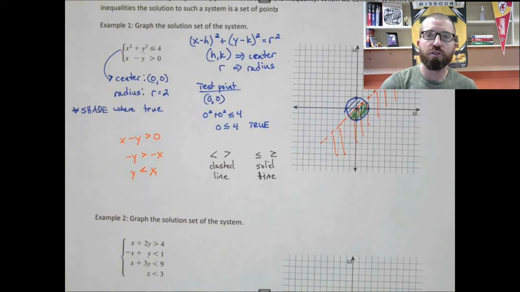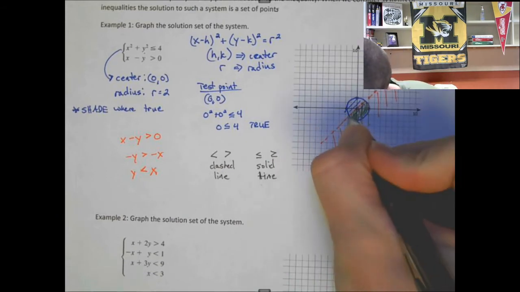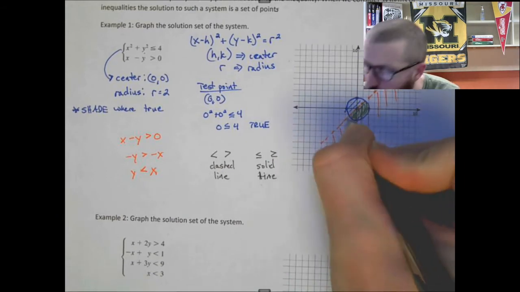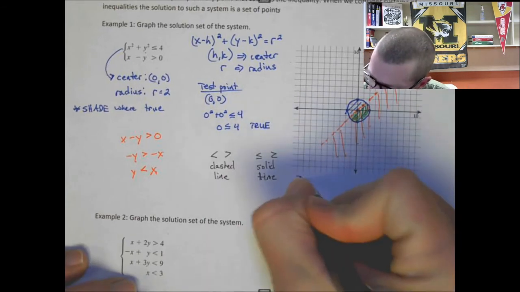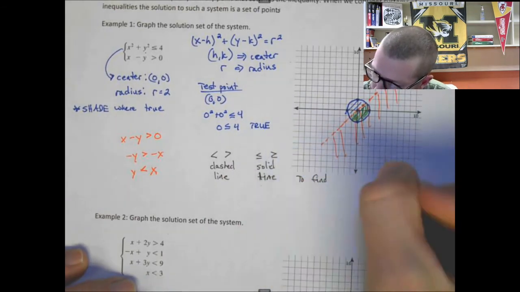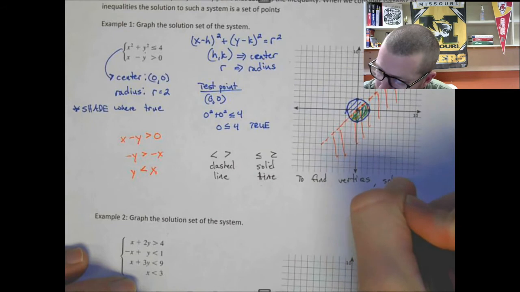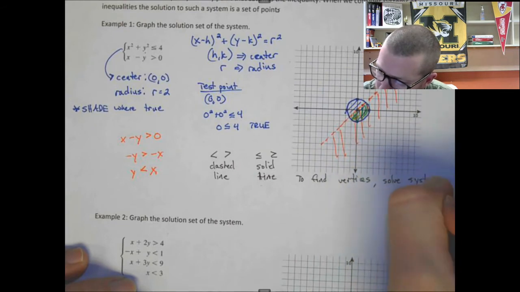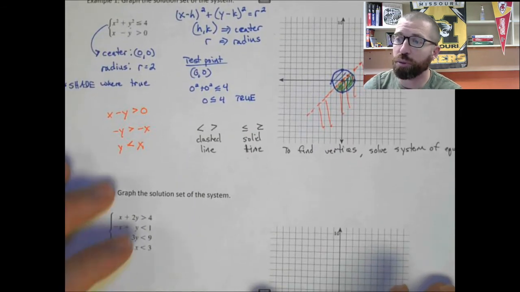Okay, the other thing you might be asked to do is actually find where these intersect. Like where are these points that make it true? We call those the vertices of the system. And so if you want to find the vertices, then you have to solve the system. So to find vertices, which is where the lines intersect, we solve the system of equations. And I'm running out of room there. So to do that, we'll just use substitution.